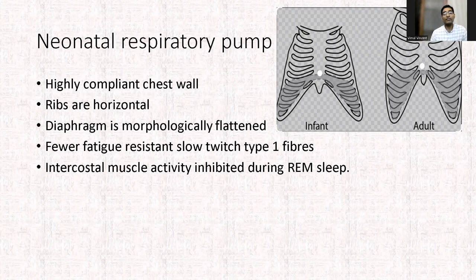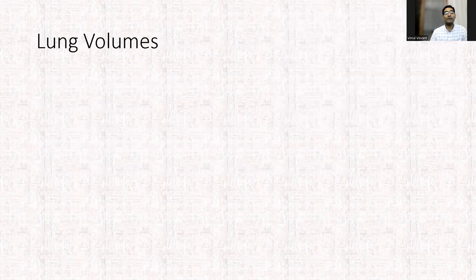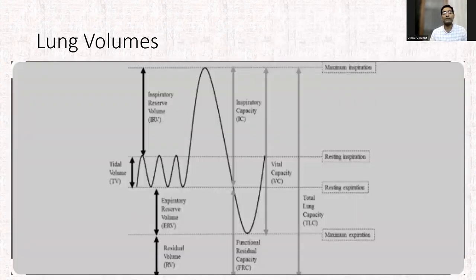Intercostal muscle activity is inhibited during REM sleep, so these intercostal muscles are not able to stabilize the rib cage during REM sleep. And we know that preterm and term babies spend a considerable amount of time in REM sleep. So these factors make neonatal ventilation less effective when compared to adult ventilation. Coming to lung volumes, this will be revision for you.